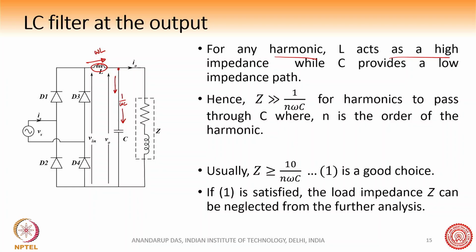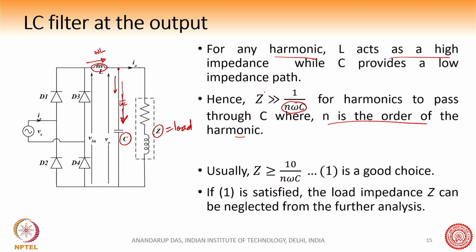Now obviously we can say here that the impedance of this capacitor, for the nth harmonic, is 1 by n omega C, where n is the order of the harmonic. That impedance should be much less than this Z, because what we want at the nth harmonic, which can be the second, fourth or sixth harmonic, is that all the harmonic current should pass through this capacitor, and nothing should pass through the load. So this is the load here.